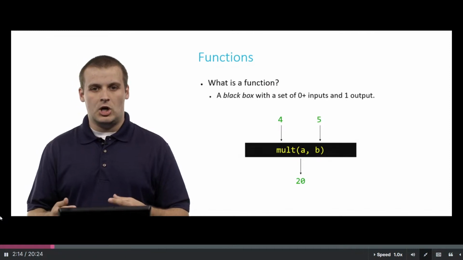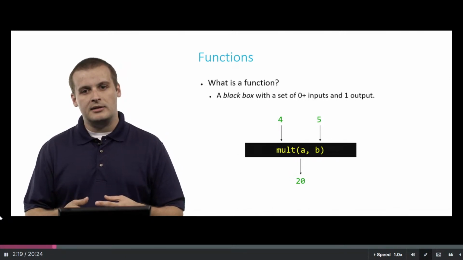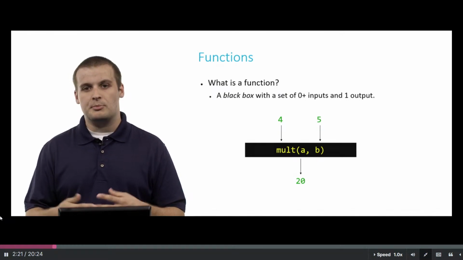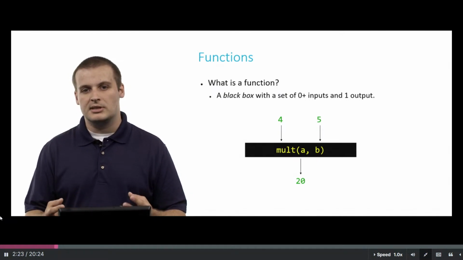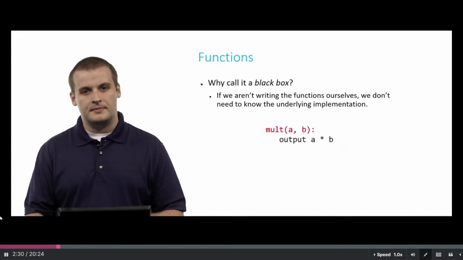Similarly, you have a function called mult that takes 2 inputs, A and B, processes them in some way such that the output of the function is the product of the 2 inputs multiplied together. 4 and 5 being passed into mult, something happens, the output we expect is 20.